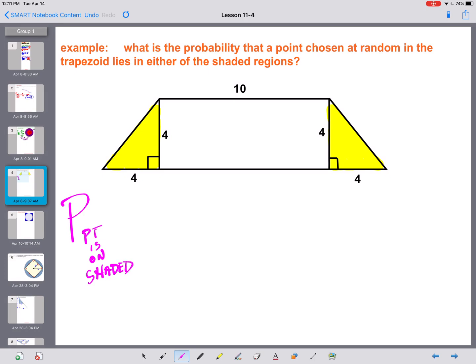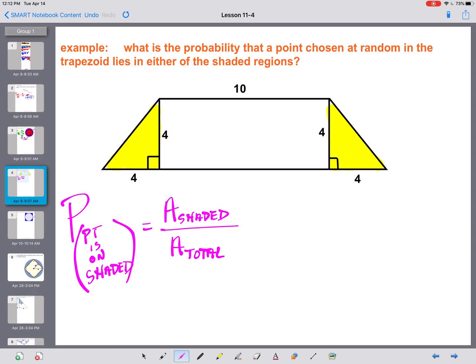Here's how this is going to work. Again, it's the number of ways you could be successful divided by the total number of ways. The area that we could be successful is the area that is shaded, divided by the total area. That's really the formula we're going to be using in the homework for tonight: area shaded divided by area total.